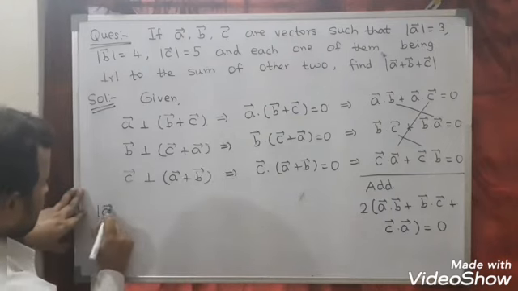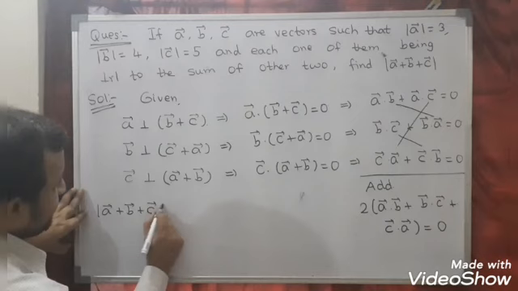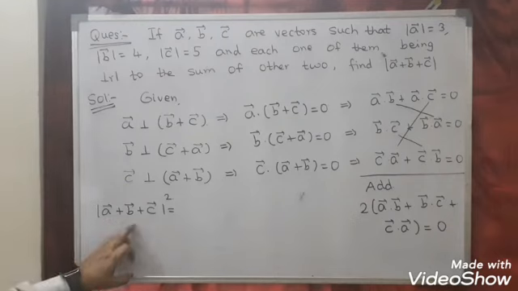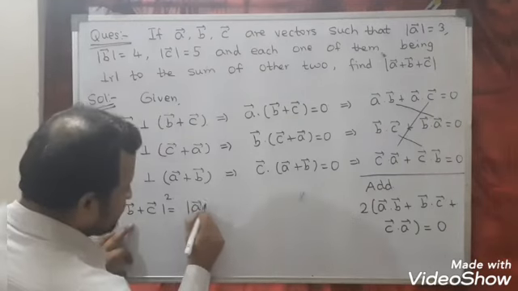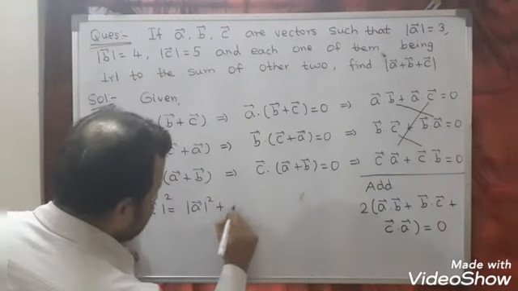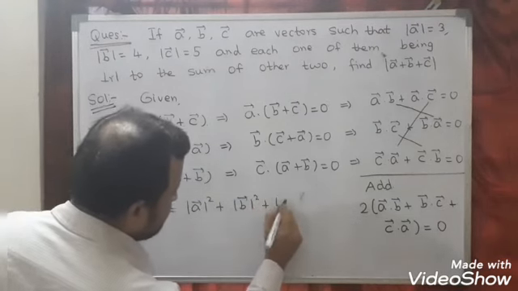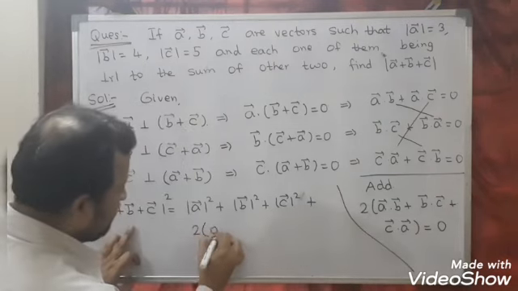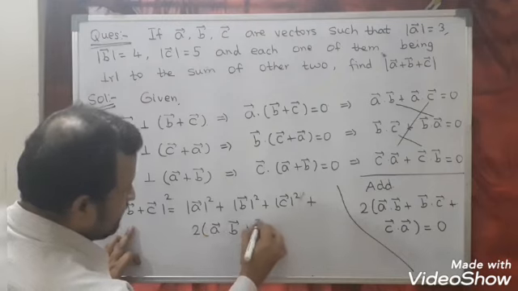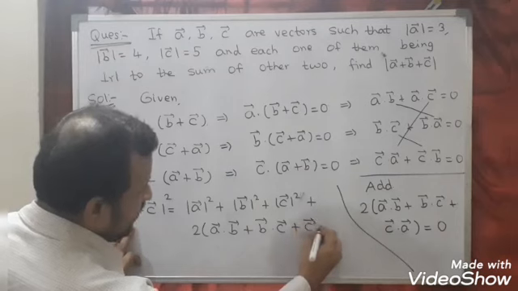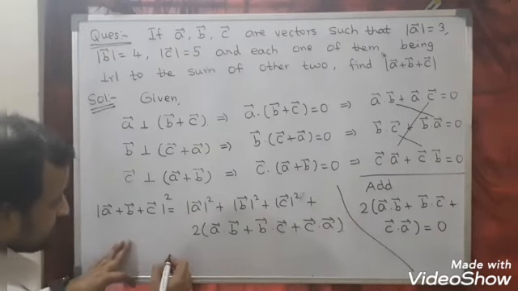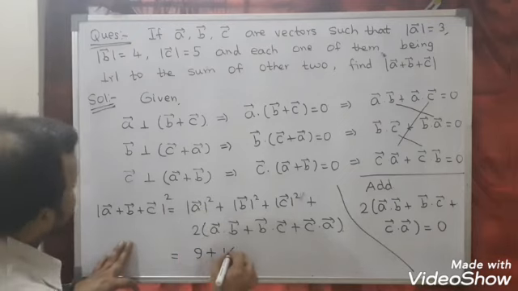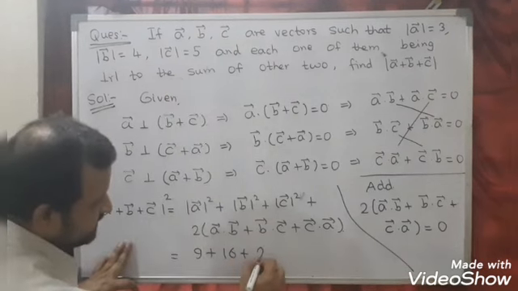So mod of A plus B plus C is equal to. Now before finding this, let us find the square. So it is nothing but A plus B plus C whole square. The formula is mod A square plus mod B square plus mod C square plus 2 times of A dot B plus B dot C plus C dot A. Now put the values. When you put the values, what do you get? What is mod A square? 9, plus 16 will come, plus 5 square, which is nothing but 25.